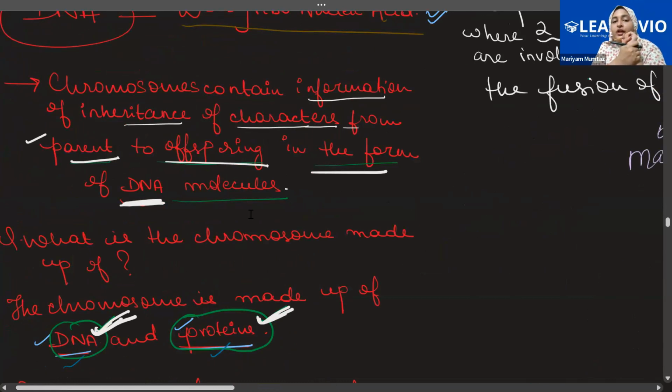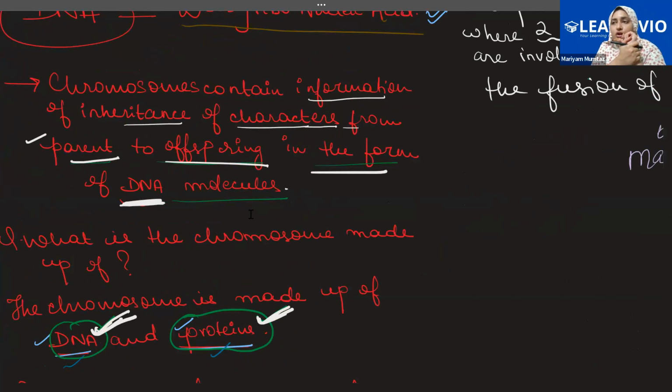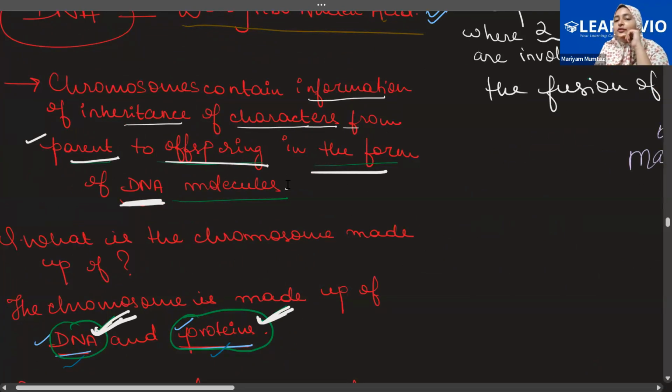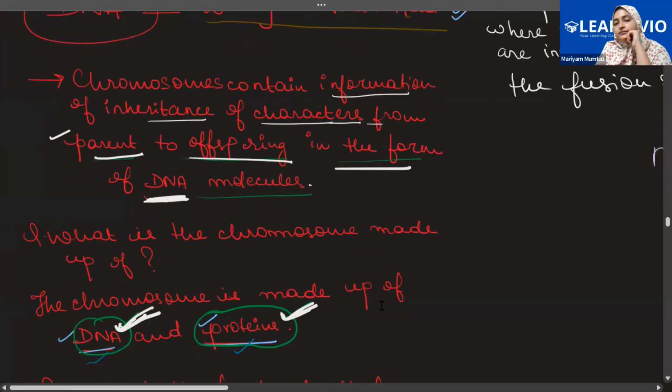For example, if you look like your father or if you look like your mother, that actually happens because of the chromosomes that pass on the DNA to you. You may have some DNA coming from your father, or you may have some DNA coming from your mother. So that varies.